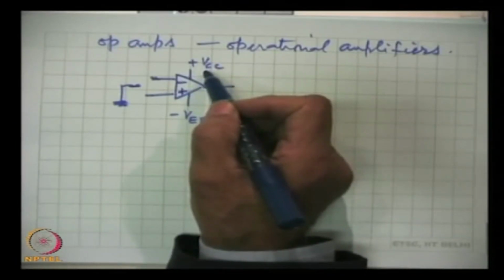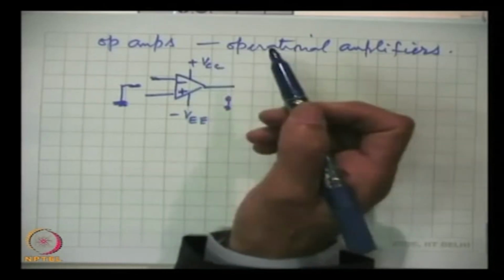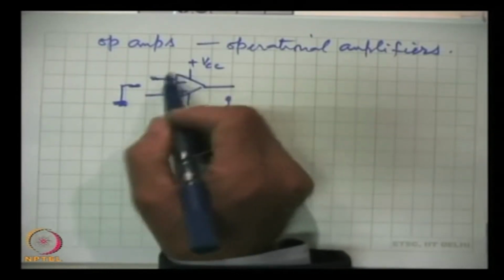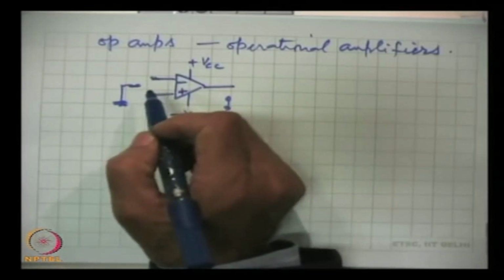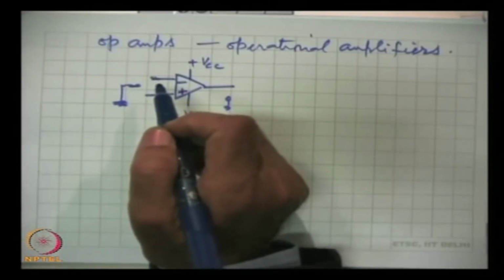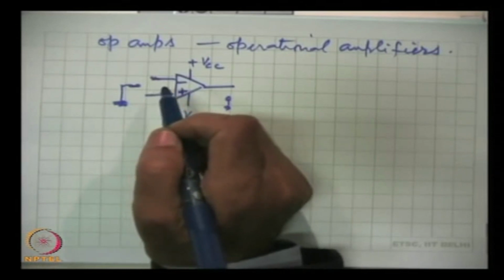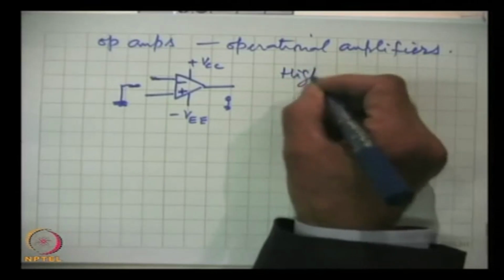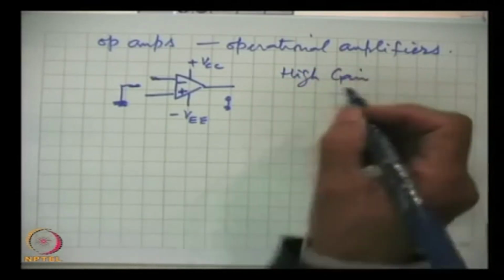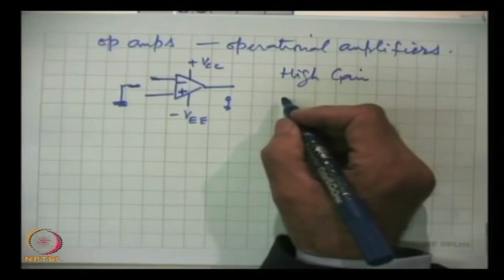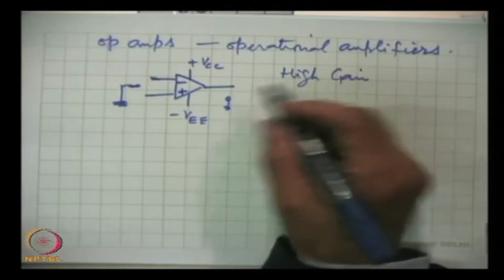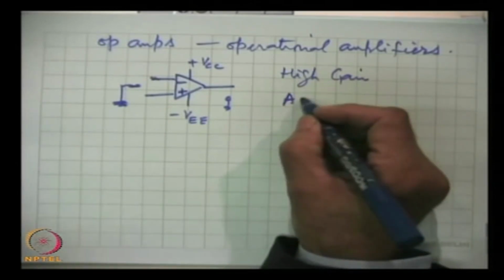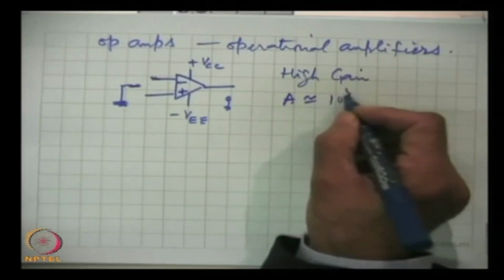This may be 9 volts, 12 volts, 15 volts, up to 30 volts, because there is a very large number of operational amplifiers. In the market, there are more than 2000 different types of operational amplifiers to meet different requirements. So, remembering that it is a high gain amplifier, by high gain, we mean that the most commonly used op-amps have a voltage gain to the tune of 10 to the power 5.